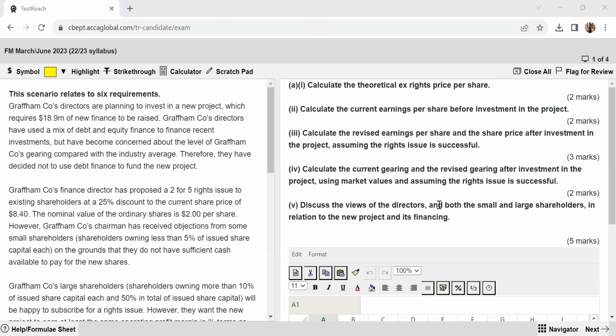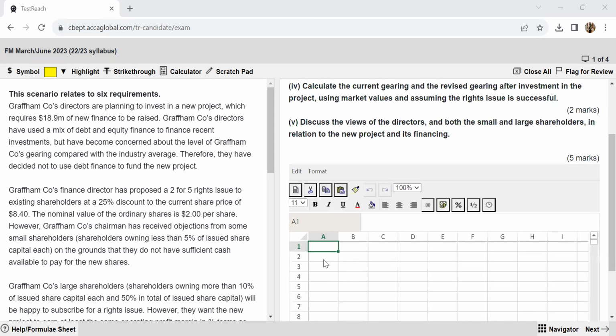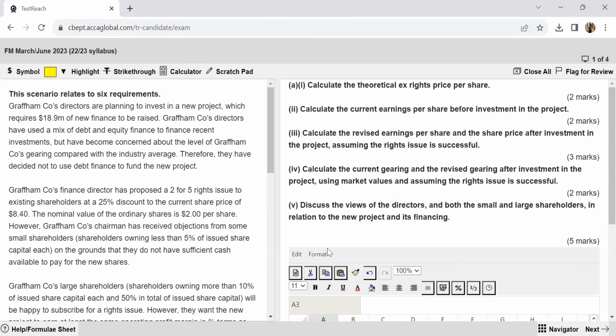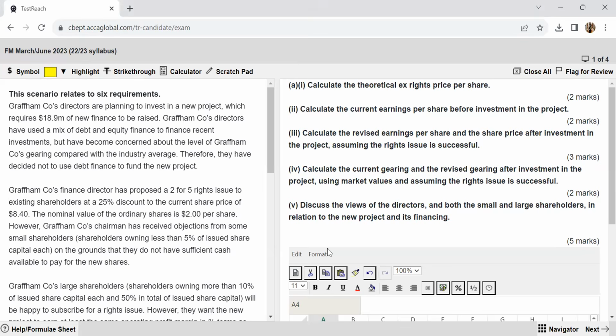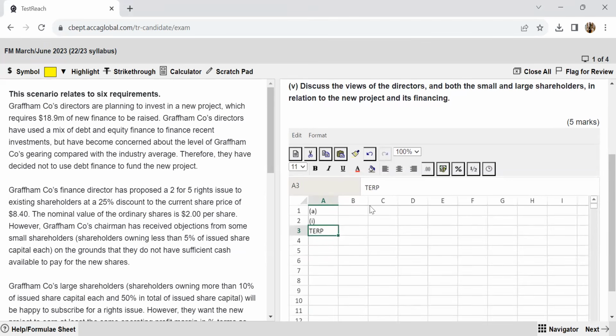So let's get started. I can write over here that this is my answer to part A and 1. So the first thing that I want to calculate is the TERP, and this is per share. TERP, I can also say per share. So let's read the scenario.